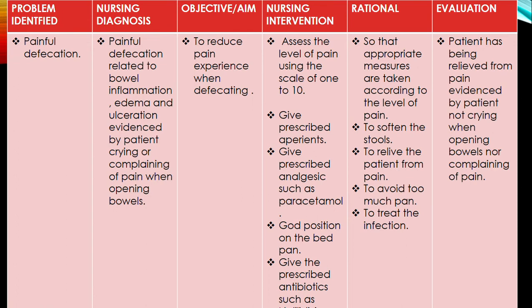When the patient is opening bowels, we don't want them to be experiencing pain, or we should reduce it as much as possible. So our interventions are that you're going to assess the level of pain using the scale of 1 to 10. You should be able to ask the patient, from the scale of 1 to 10, how can you rate your pain? And that's where our interventions are going to come in. We are doing that because we want to give appropriate measures. If it's severe pain, we are going to give the drugs which can help with severe pain. If it's moderate pain or less pain, we are also going to give measures according to the level of pain.